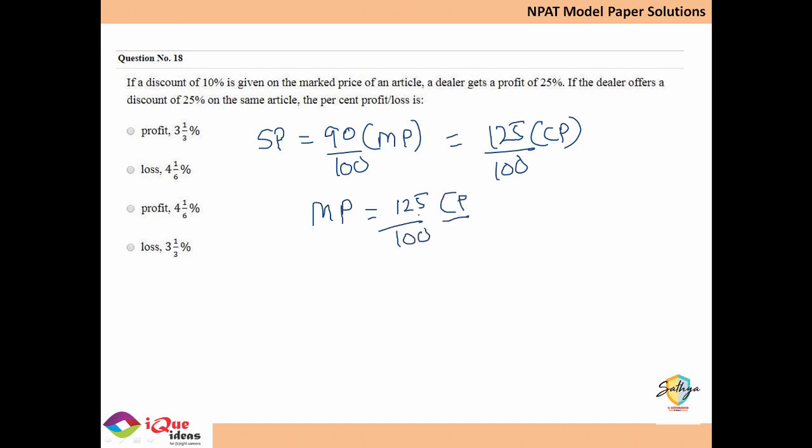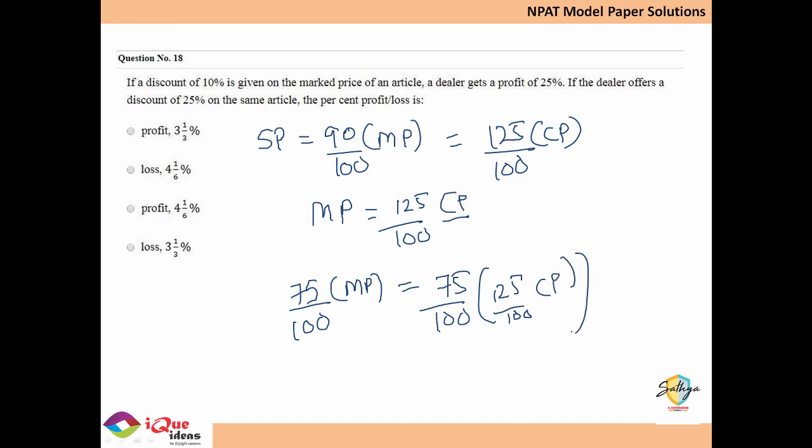Okay. Now it says if the dealer offers a discount of 25% on the same article, that means now I have to find out 25% less on the marked price, that means 25% less on 125 by 100 of the cost price, then this becomes 125 upon 120 of CP. So the person is getting a profit of 5 over 120.